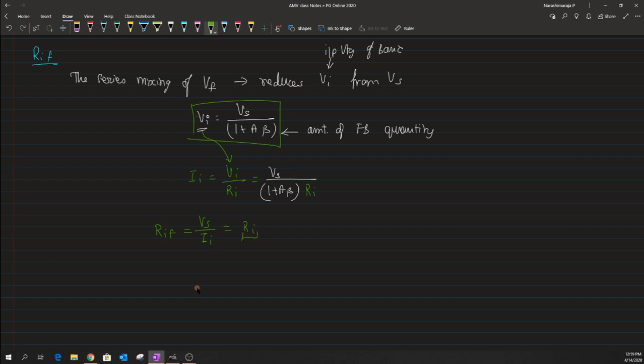Ri, which is the open loop input impedance, multiplied by the amount of feedback quantity. Okay. So as you can see, the input impedance of the feedback network becomes higher by a factor of 1 plus A beta. Is that clear? Yeah. So this happens because of the series connection. So we'll just hold this relation that we have. Whenever we have a series connection, it results in an increase in the impedance value of the feedback network when compared to the open loop resistance. Okay.